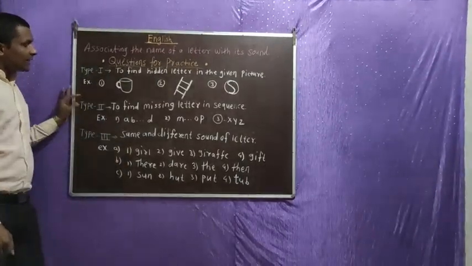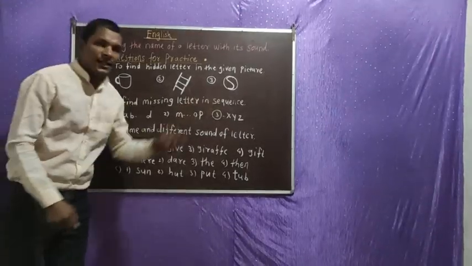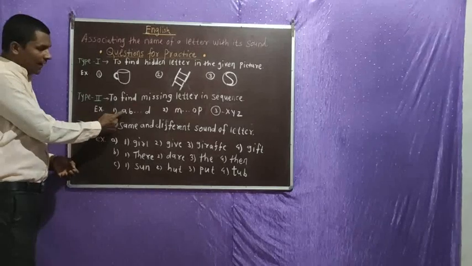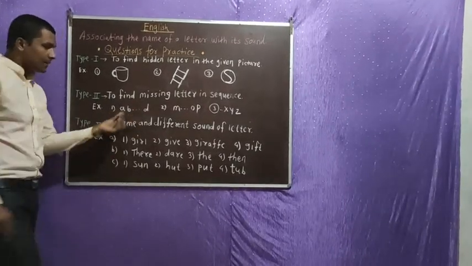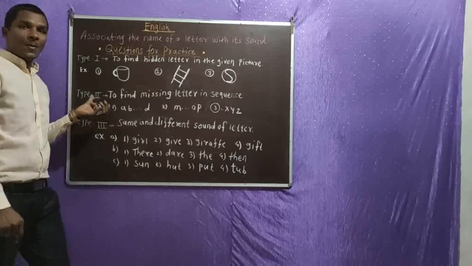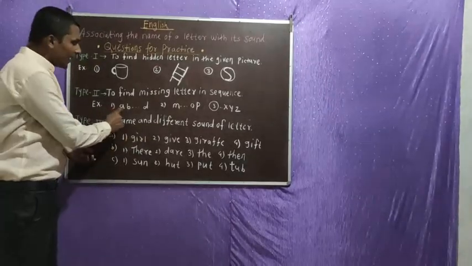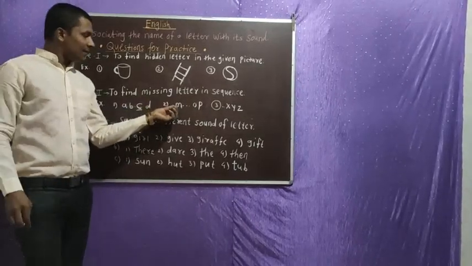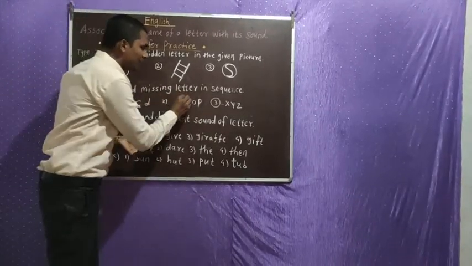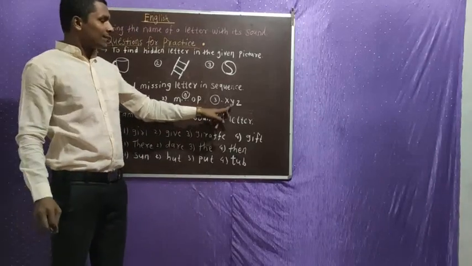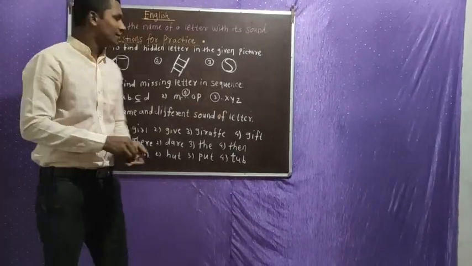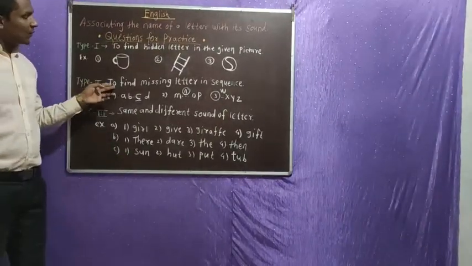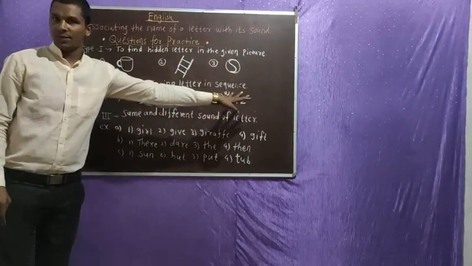Now the second type is to find the missing letter in a sequence. Here are examples. Suppose example number 1: A, B, dot, dot, D. Means if you read from A to Z, then you will get A, B, C. So C is missing here. In the second example, N is missing. And in the third example, X, Y, Z, W means before X there is W. So here W is missing. So the second type is to find the missing letter in a sequence.